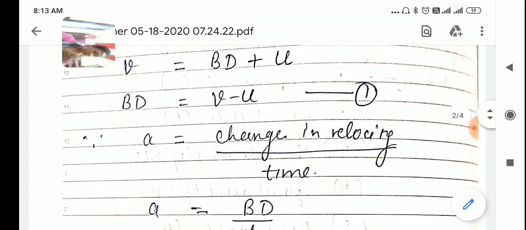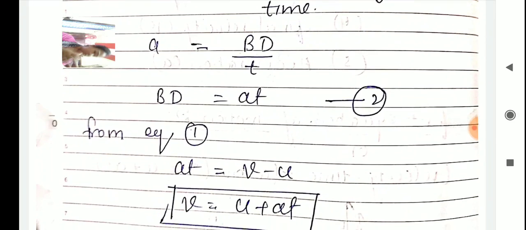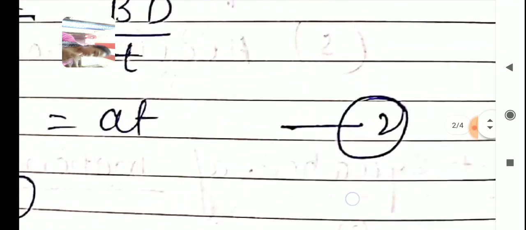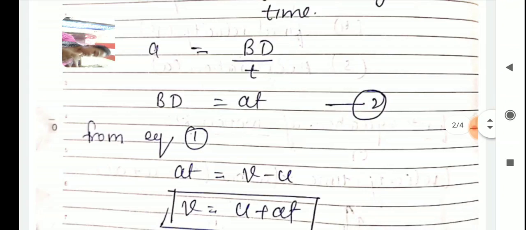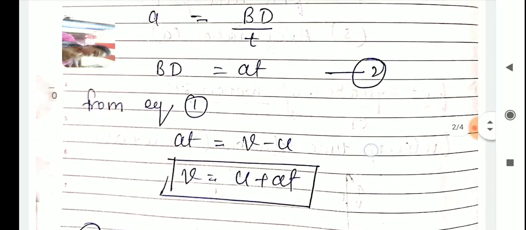We are already having this V minus U, so we will write it as it is. So AT will be equals to V minus U, and if we arrange the equation, we will write down V will be equals to U plus AT. This is our first equation of motion, and this equation of motion gives us the relationship between velocity and the time. So this is our first equation of motion.